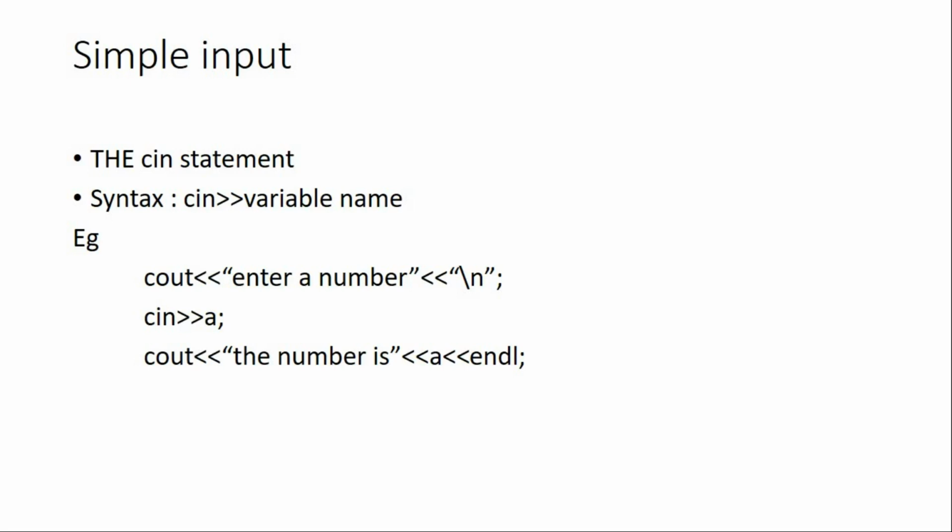And then you print cout, the number is a, and you use endl. So you can see I've used /n in the first cout statement and endl in the second cout statement. Both do the same job, so you can use whatever you're comfortable with.